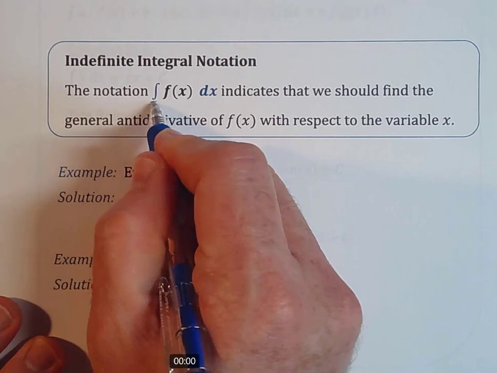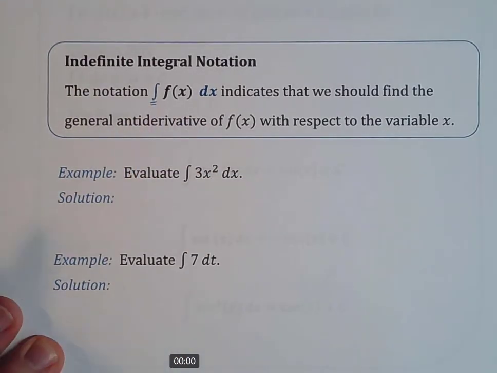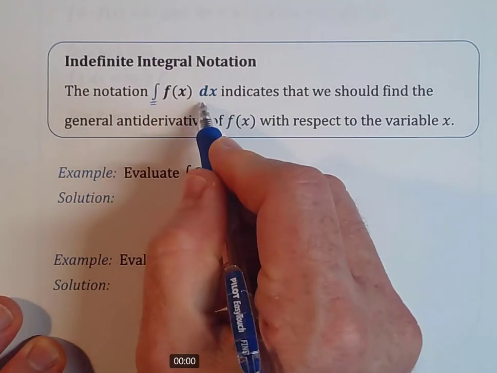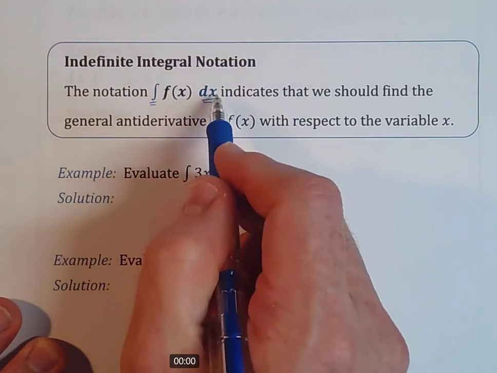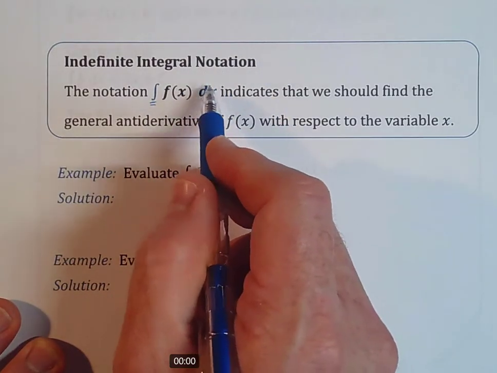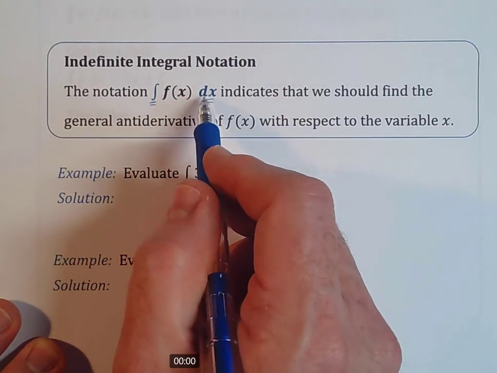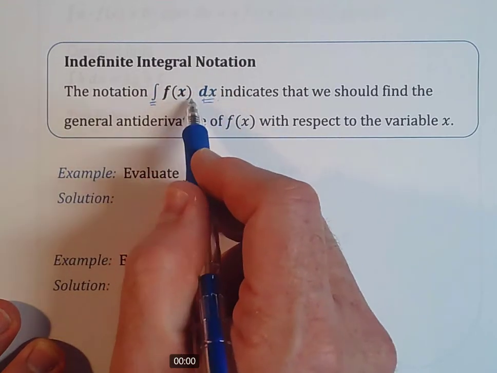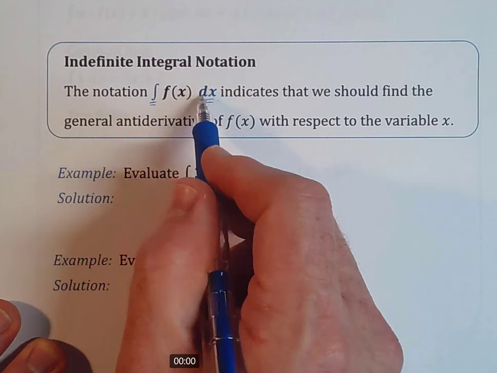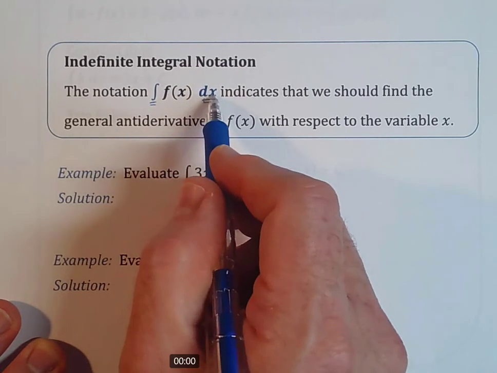So we've got this elongated s right here, which actually stands for the sum of something. We've got this dx over here, which is called a differential. And essentially, this right here is going to tell us what the important variable is that we're dealing with. dx. x is the variable that we're dealing with. So we've got some function here involving x, and we're going to do something here with respect to x.